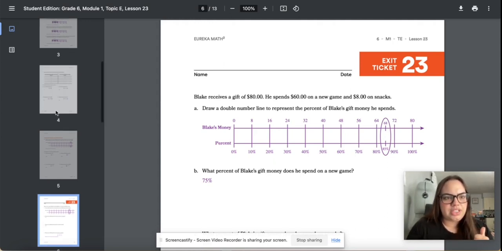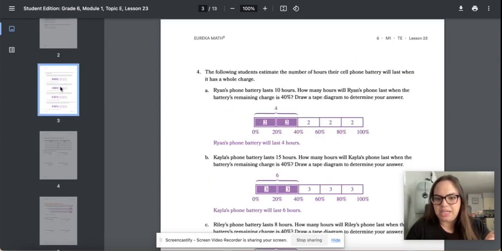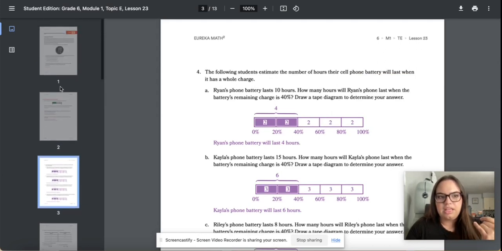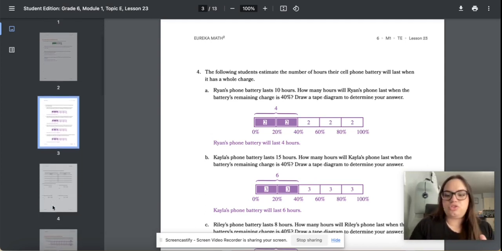But the majority of this lesson uses tape diagrams, and I feel like you can use them interchangeably. So I am going to tell my students to just use a diagram. If they choose a double number line, perfect. If they choose a tape diagram, perfect. I love offering my students that choice.